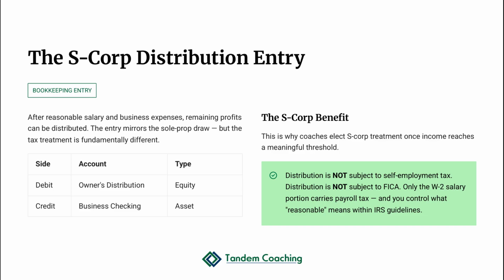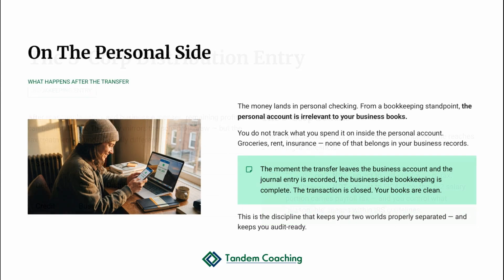The reason the entry matters separately from the draw is that distributions to S-Corp shareholders are not subject to self-employment tax and not subject to FICA. That's the entire S-Corp tax benefit in one sentence. The distribution portion of your compensation escapes the 15.3% SE tax that a sole prop or LLC owner pays on every dollar of profit.